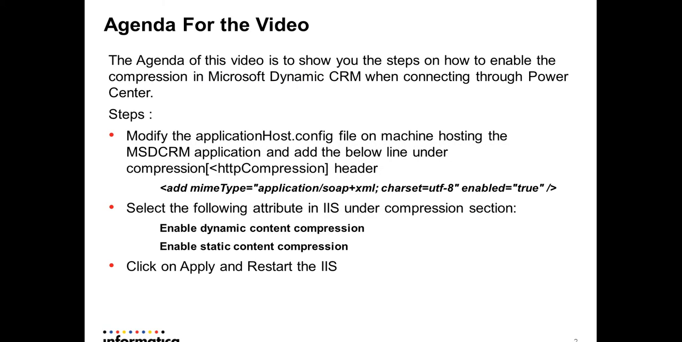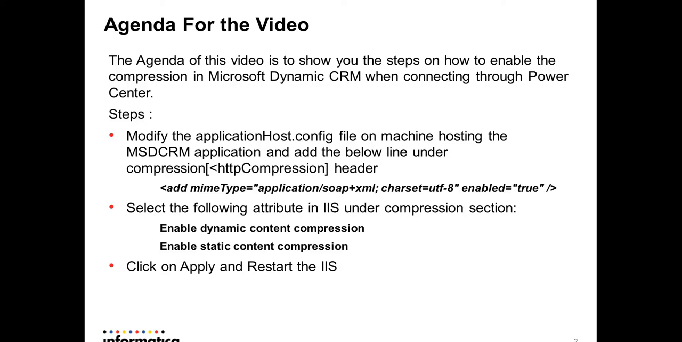The agenda of this video is to show you the quick steps on how to enable compression in Microsoft Dynamic CRM when connecting through PowerCenter. There are a few steps to complete this configuration. Step number one is to modify a configuration file called application-host.config, which will be present on a machine hosting the CRM application.